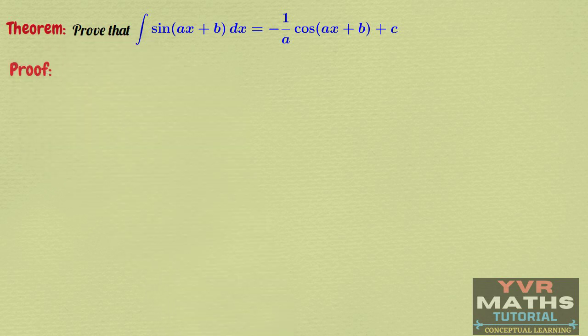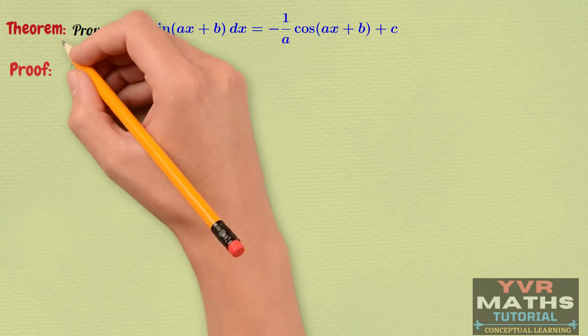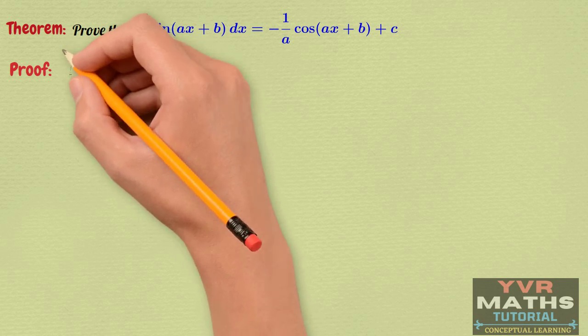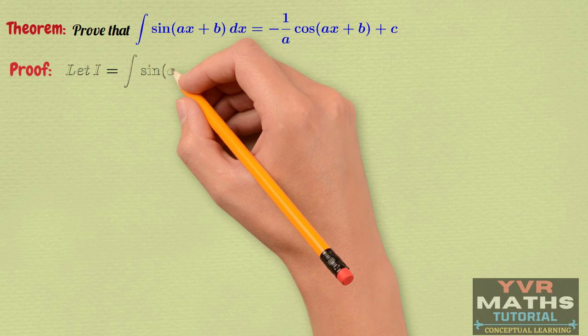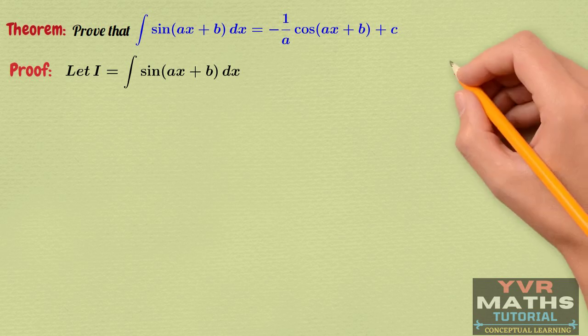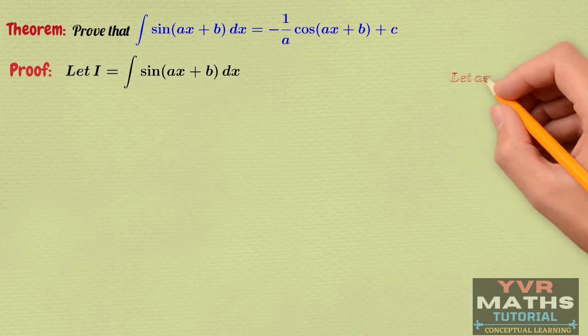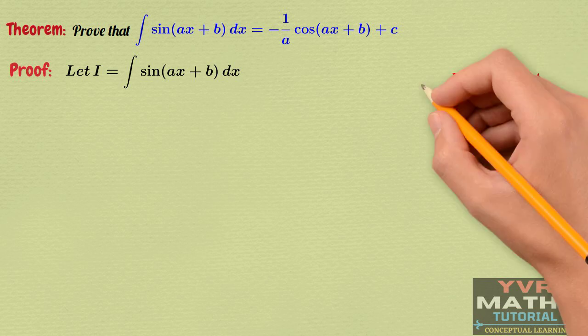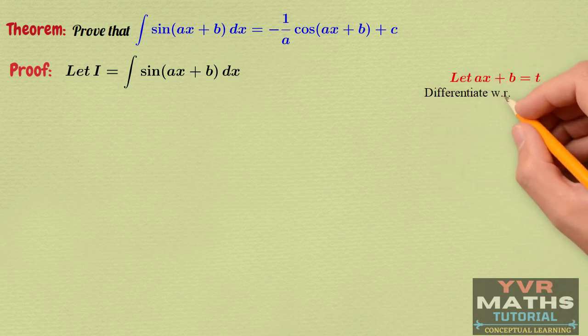First of all, I will consider the LHS part of the integral as capital I. Then let I is equal to integral sin of (ax plus b) dx. From the given integrand, I will take ax plus b as a new variable. Then let ax plus b is equal to t. Differentiate with respect to x, then what we will get?